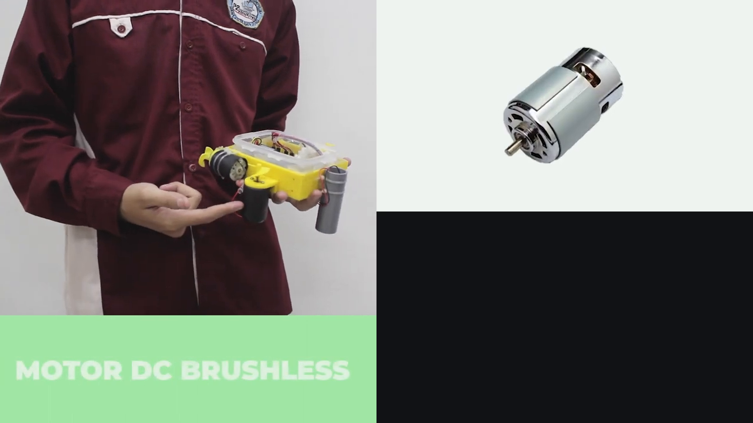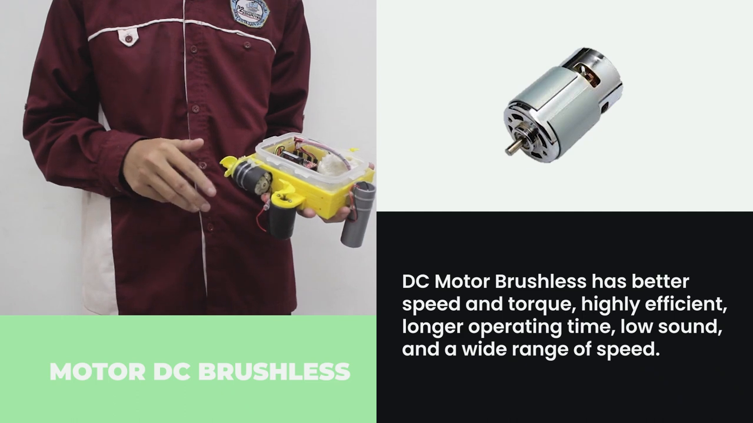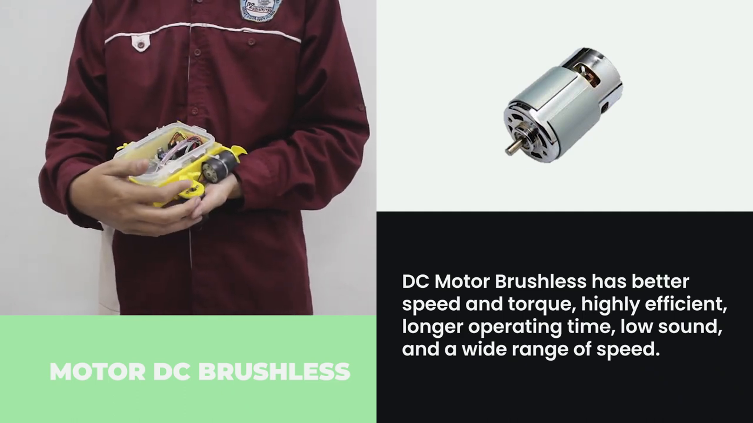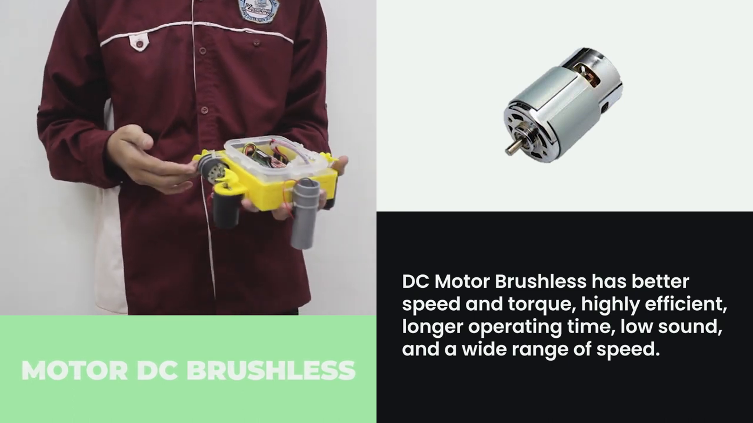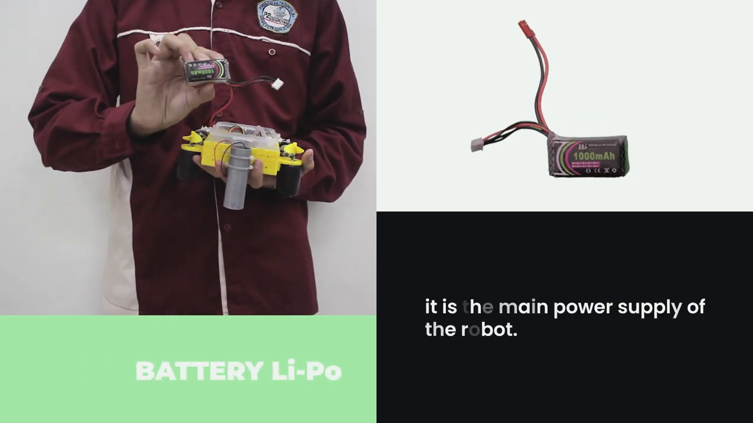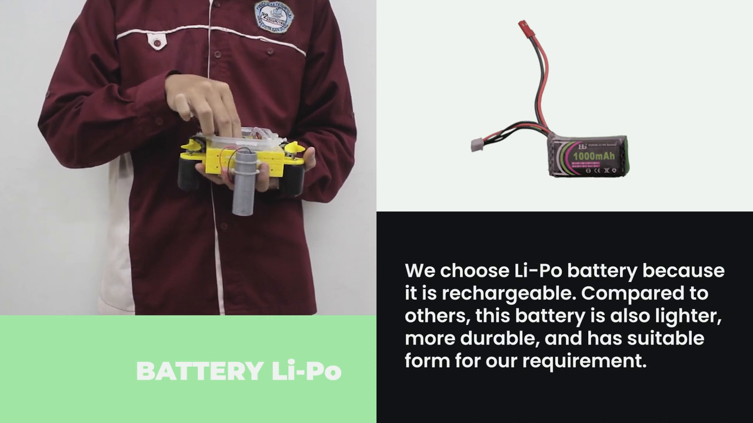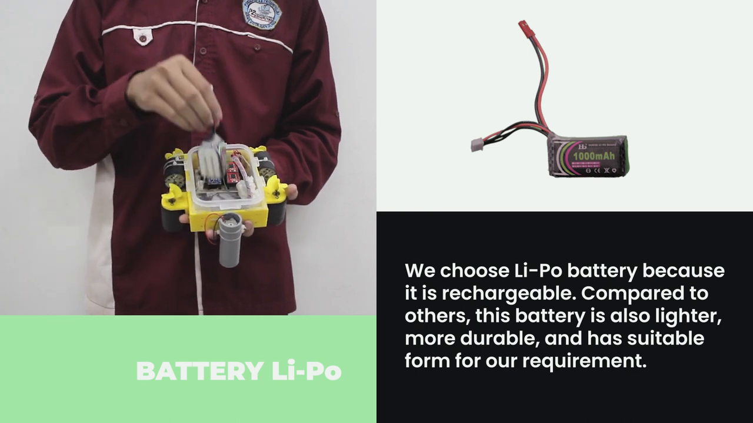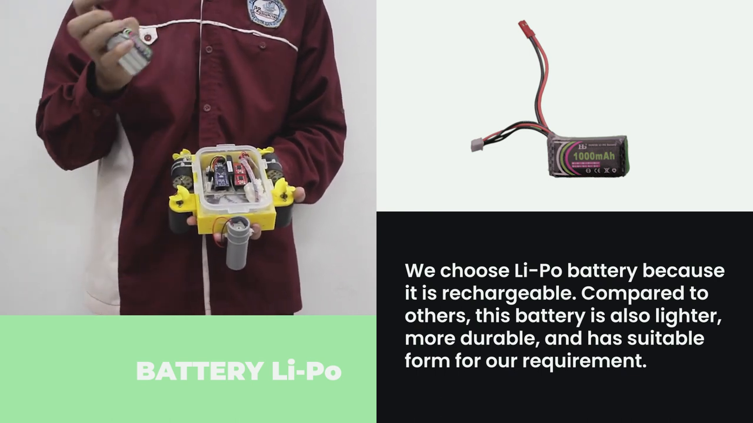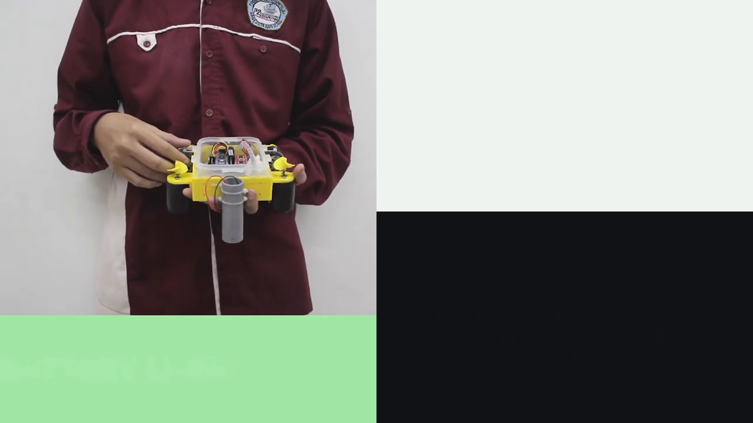And next is motor DC brushless. It is the component that moves the robot. DC motor brushless has better speed and torque, highly efficient, longer operating time, low sound, and a wide range of speed. Next, it is battery lipo. It is the main power supply of the robot. We choose lipo battery because it is rechargeable compared to others. This battery is also lighter, more durable, and suitable for our requirement.